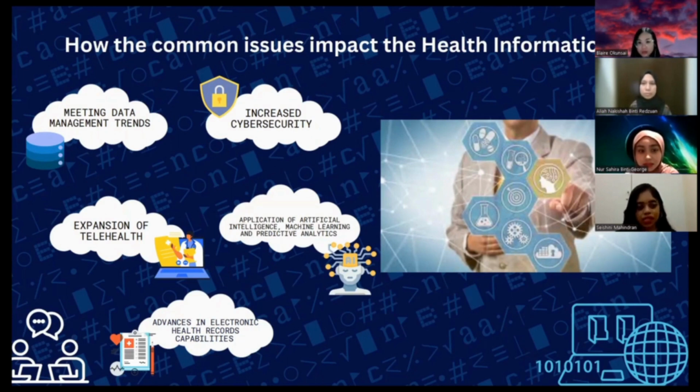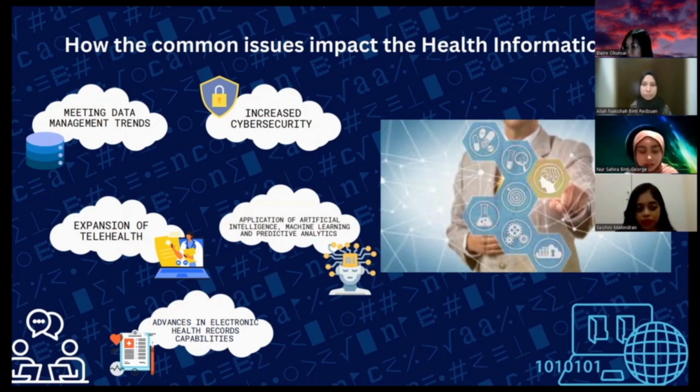Next is increased cybersecurity. This is where hospitals and healthcare systems have found themselves targets in this rising cybercrime wave. With multiple hospitals often targeted at once in coordinated attacks, this leads to more attention on cybersecurity.